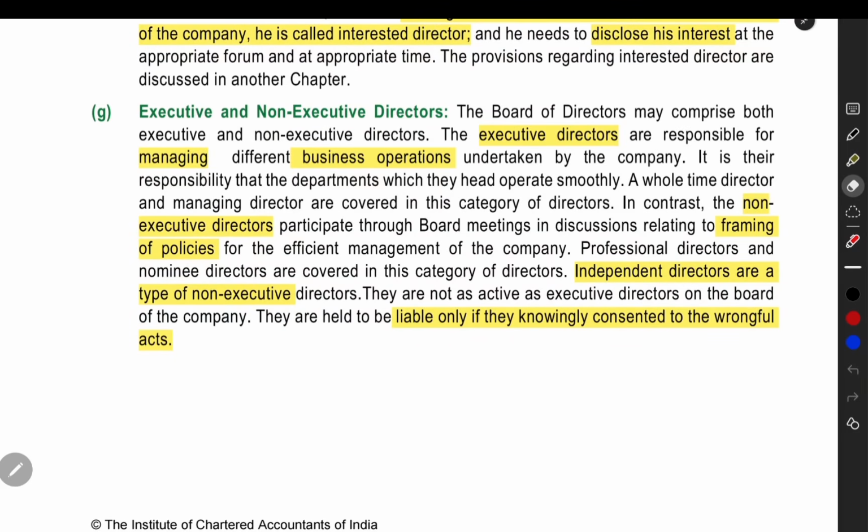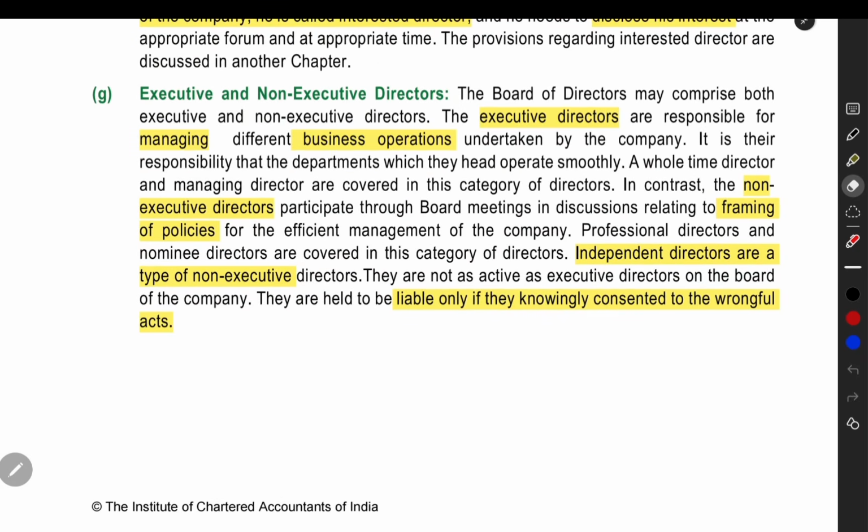They will frame the long-term policy of the company. Like that, all the expert decisions for the future of the company will be taken by the non-executive directors. These non-executive directors will be persons who are experts in their particular fields. We will take them and appoint them to the board. They will provide us insights related to the policy of the company. This will be done by the non-executive directors. And independent directors are a type of non-executive directors. This is one more fact that you should be aware of.